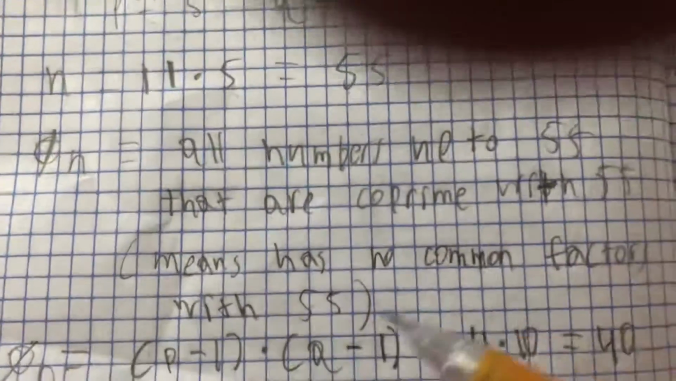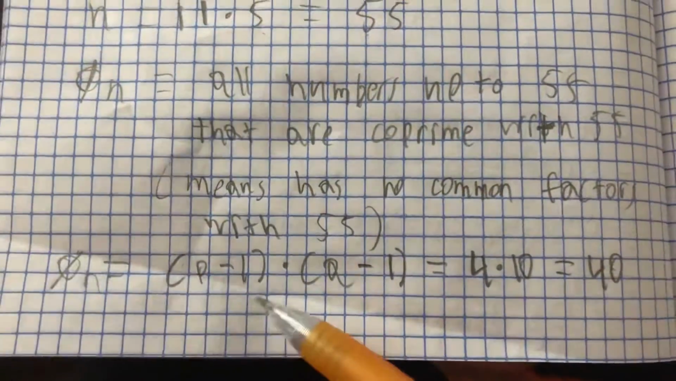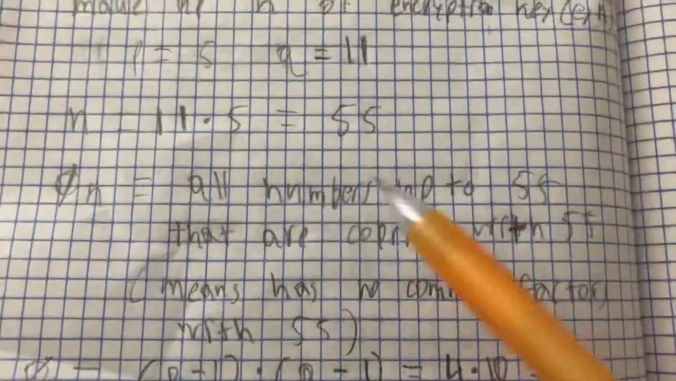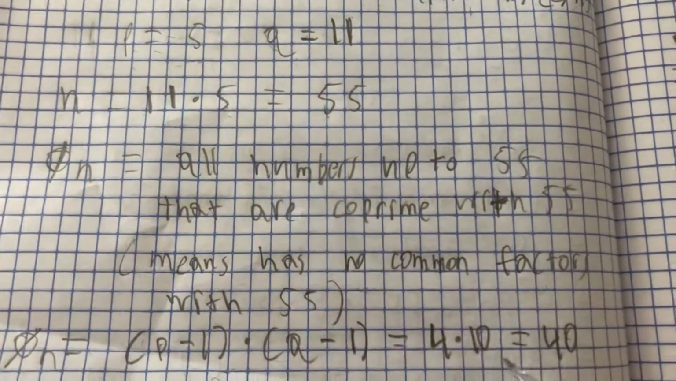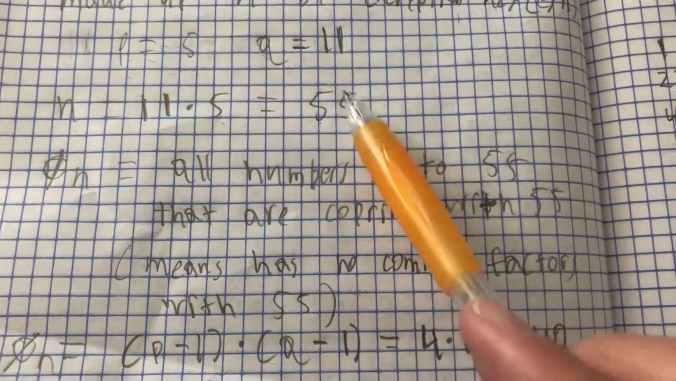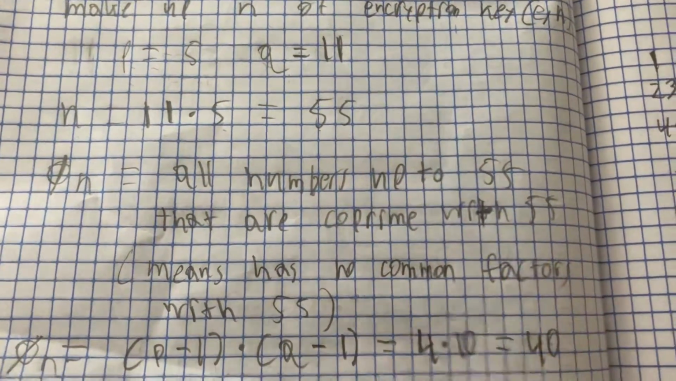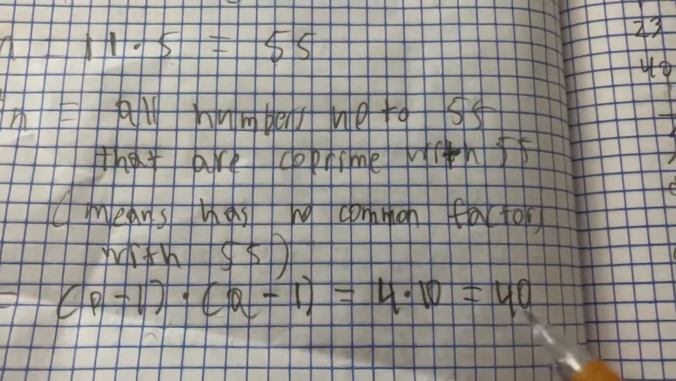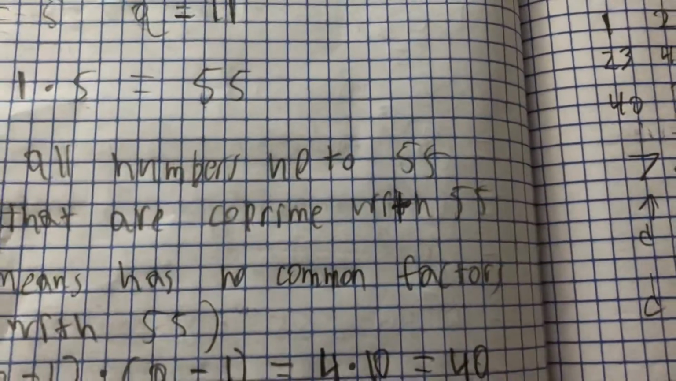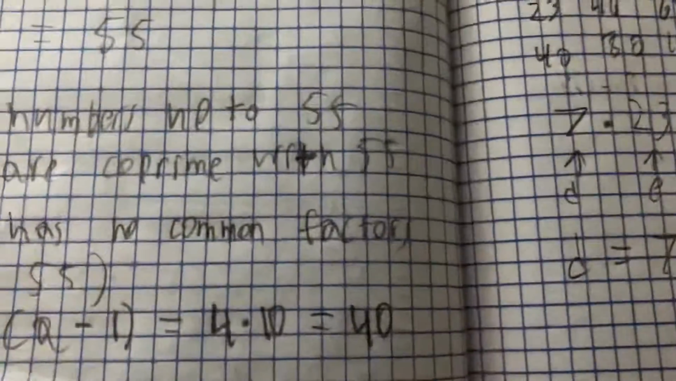So that's P minus 1 times Q minus 1. And since our P was 5, it comes out to 4. And since our Q was 11, it comes out to 10. And that means 4 times 10 equals 40. So that means our φ(N) is equal to 40.